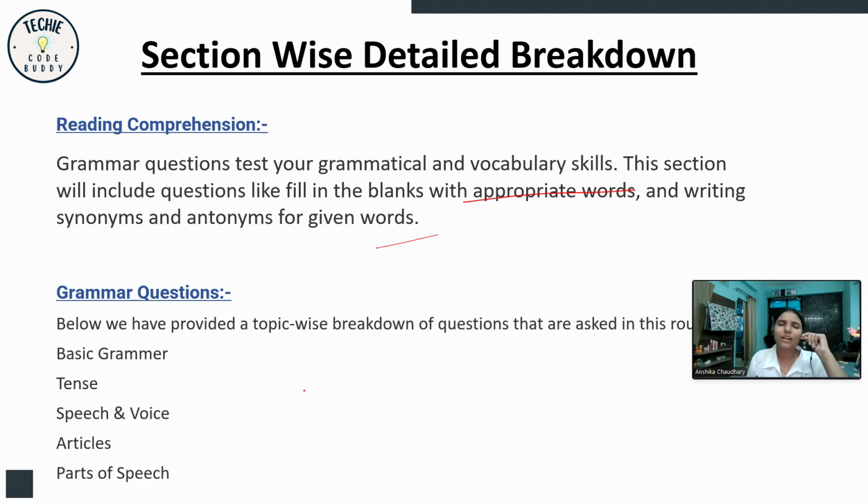Now in grammar, you need basic grammar rules, parts of speech like noun, pronoun, preposition, conjunction, and tense knowledge. You should also know speech and voice, that means indirect and direct speech, and active and passive voice, and articles. So this basic knowledge you should have.